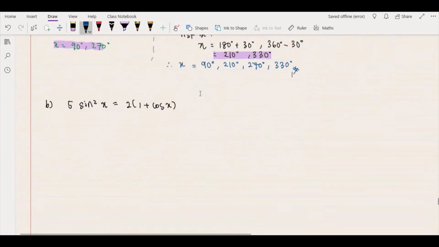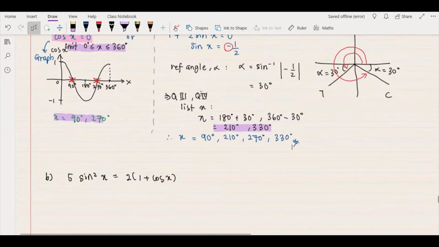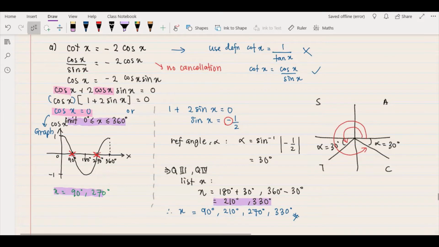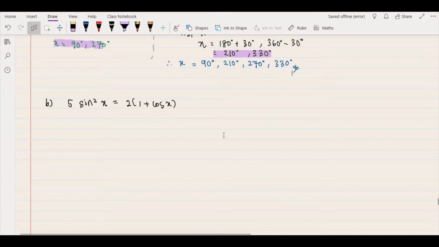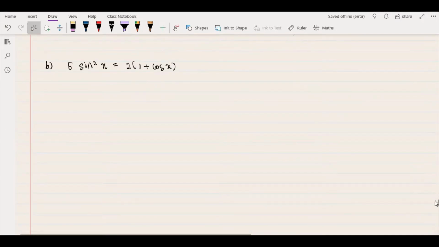So let's take a look at the next question. If you take a look, the first question doesn't involve any identities at all. This is still solving basic trigonometric equations. Okay, so let's take a look at the second one, question B.